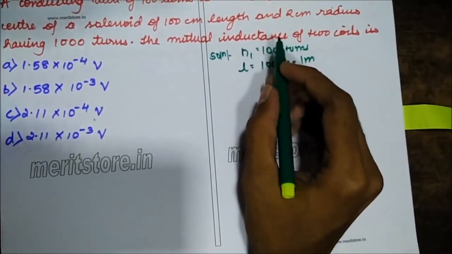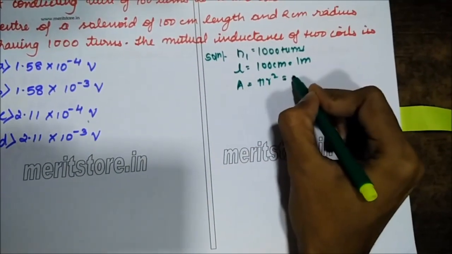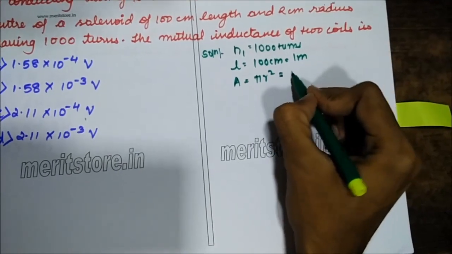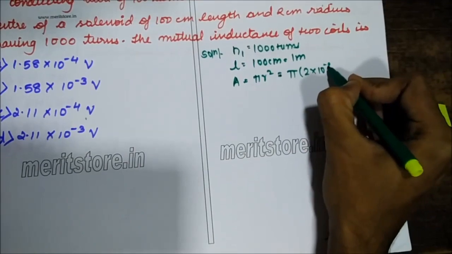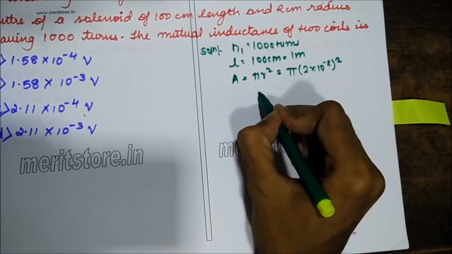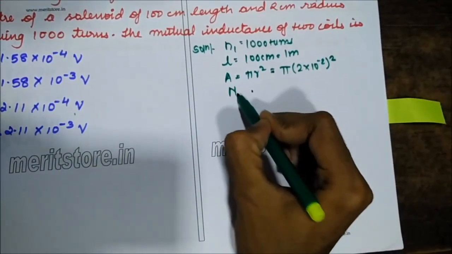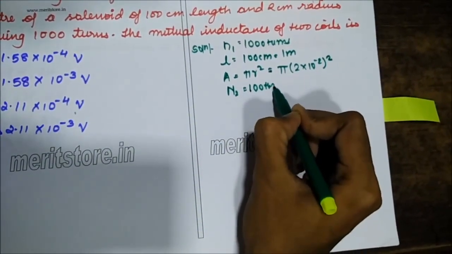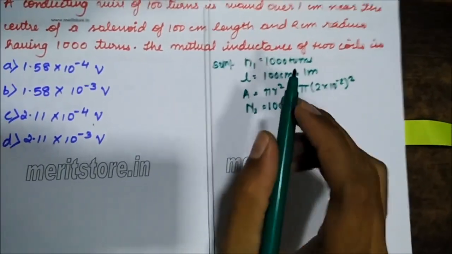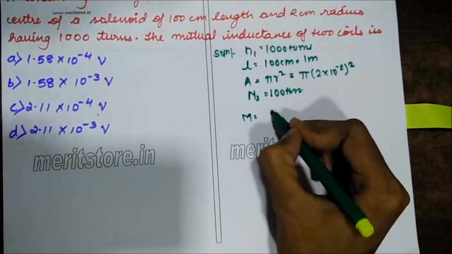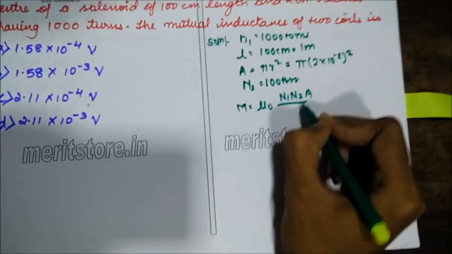The next thing is we need to find the area of this, that is pi r square. The radius given is 2 centimeters, so 2 into 10 raised to minus 2, whole square. Again, we are given the turns of the second coil, N2, that is 100 turns. We need to find the mutual inductance of the two coils. The mutual inductance M between the two coils is given by mu naught N1 N2 A upon L.